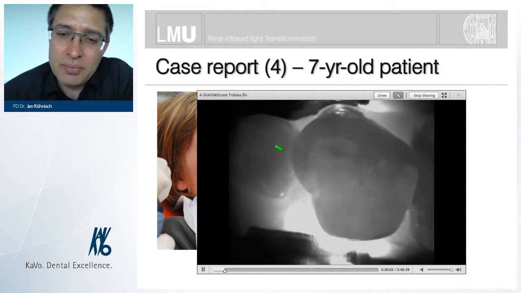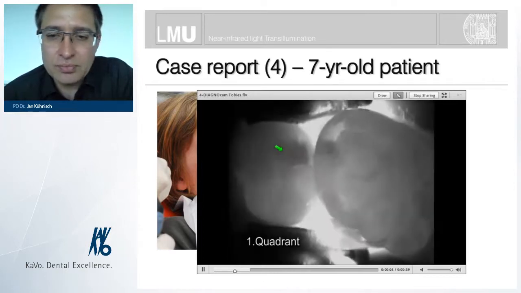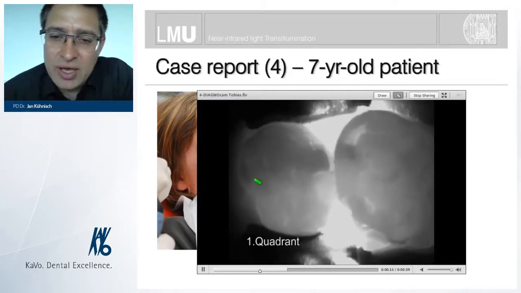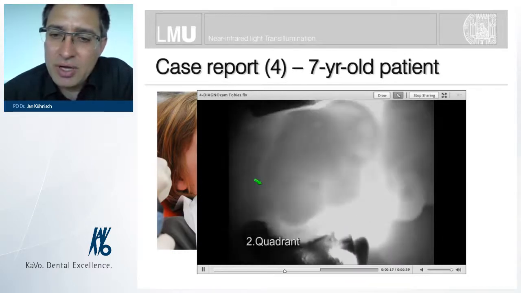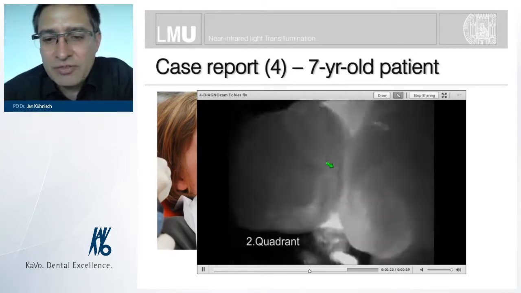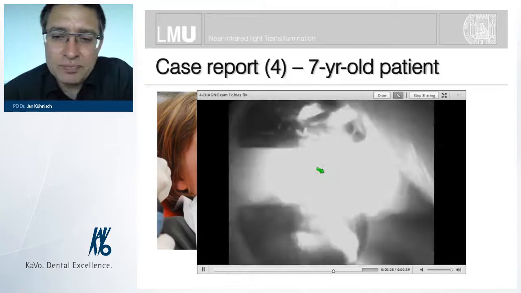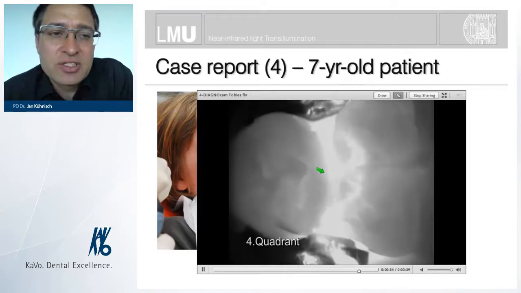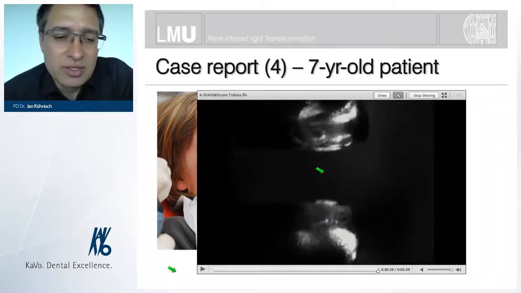You see this here maybe much better in comparison to the frozen image just before. This is the second quadrant. Here we are seeing some restorations, and the distal surface of the second primary molar was free of caries, and again here are the restorations. And furthermore, in the fourth quadrant there's a caries lesion present, and it means here we have the need for staging these lesions, and we perform bite-wing radiographs in this child.